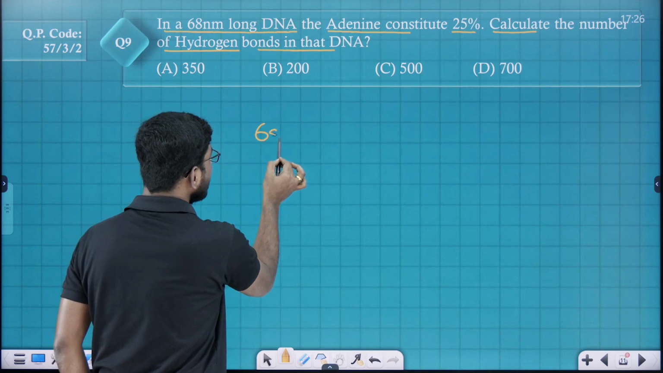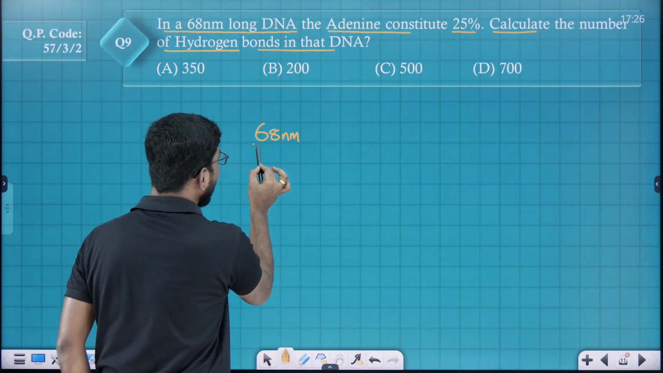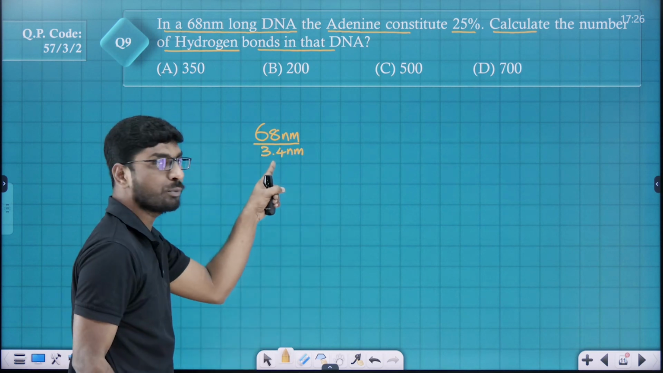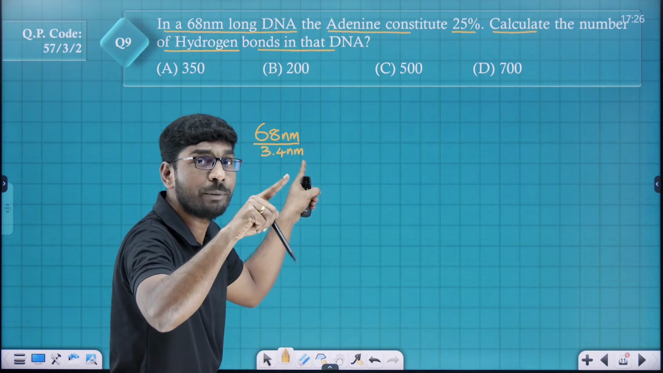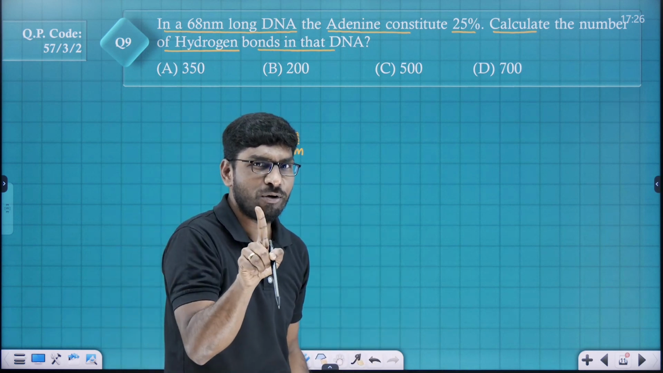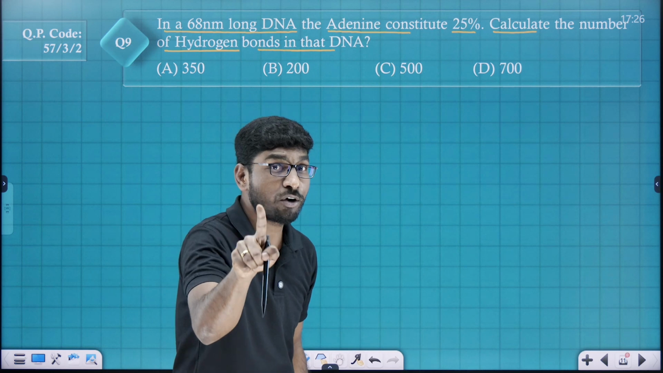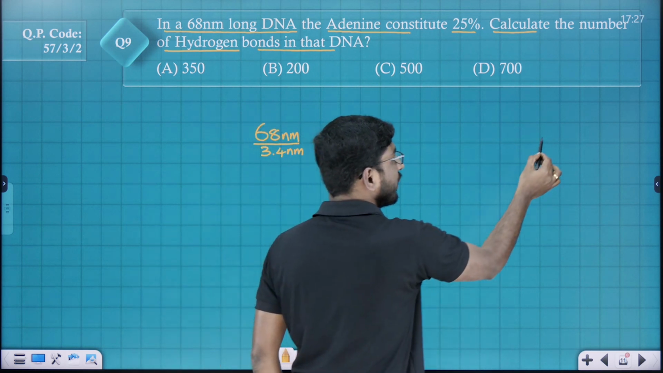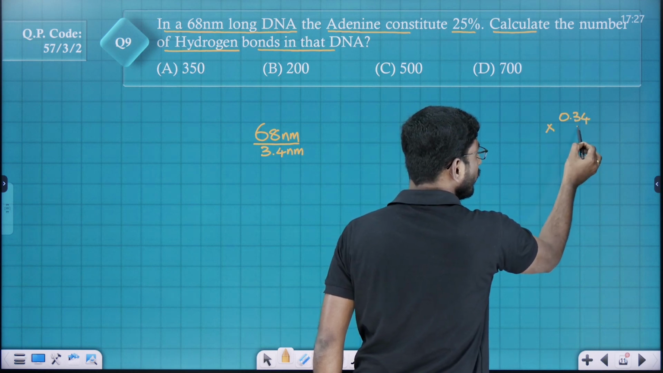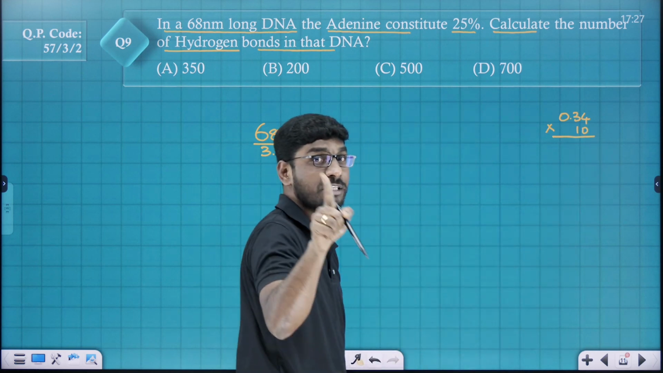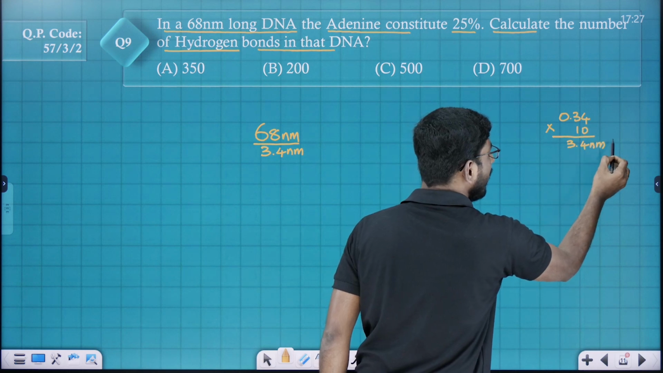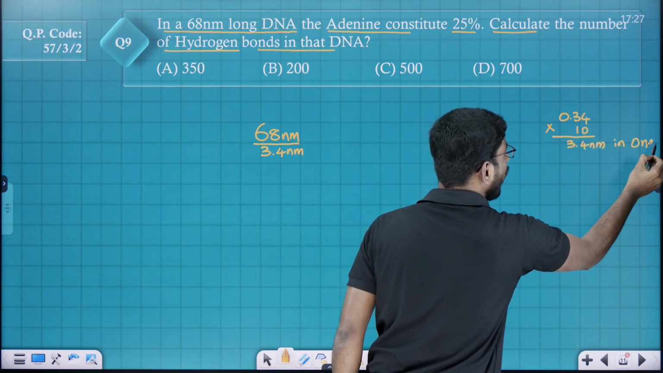68 nanometer divided by, I am writing, 3.4 nanometer. What is 3.4 nanometer? One turn of DNA is 3.4 nanometer. Yes or no? The distance between two consecutive base pairs is how much? 0.34 into 10 base pairs. I told you there are 10 base pairs in one turn. So it will come to 3.4 nanometer in one turn of DNA.